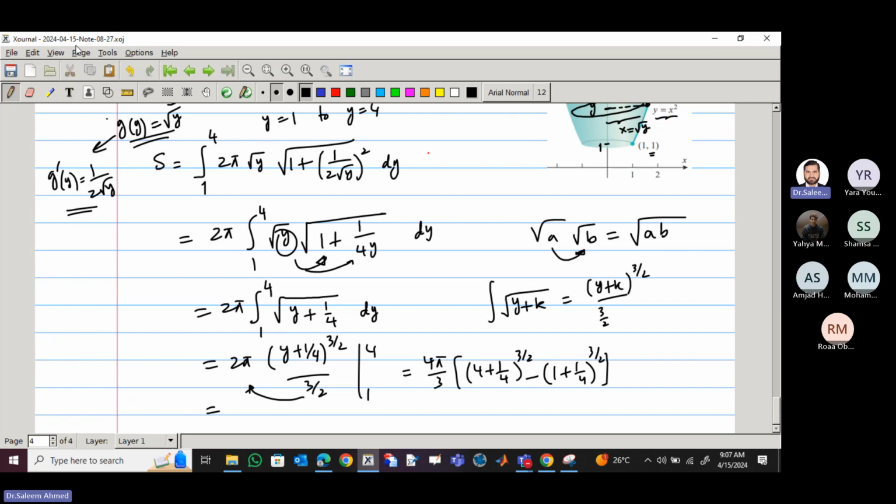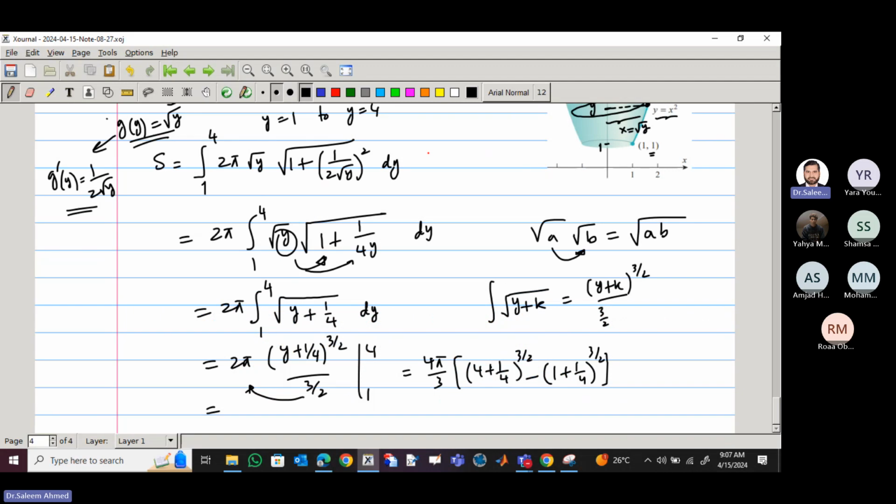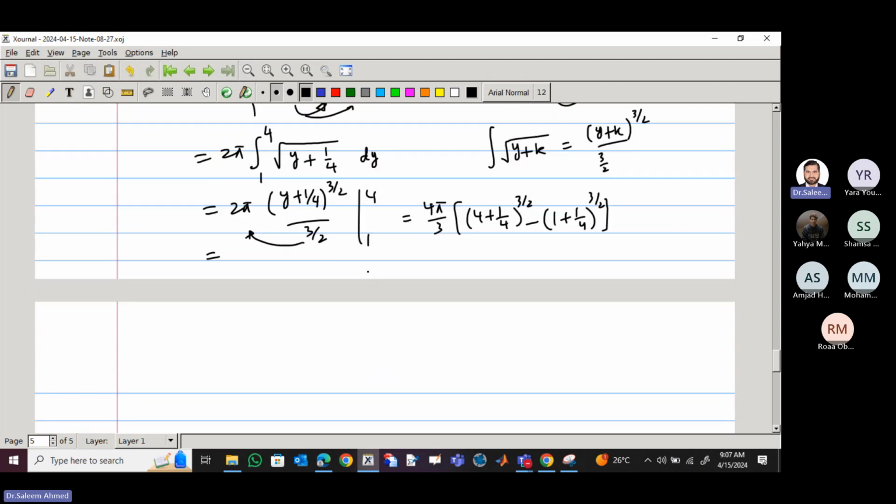So here you can now check. Same thing, right? Pi by 4, 2 by 3, 17 to the 3 by 2 minus 5 to the 3 by 2. So this is 17 by 4. I think they have 4 outside, so let me simplify. But anyway, you can use a calculator to simplify that. No issues. So that is 17 by 4, and this is the 5 by 4. So that's why they are getting 17 and 5. But anyway, you can use a calculator and get the answer. No issues.